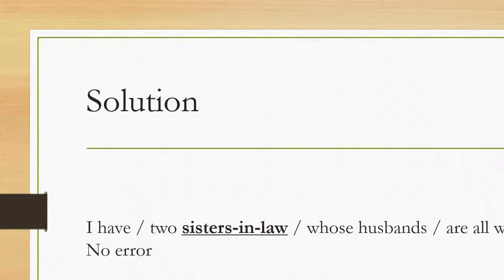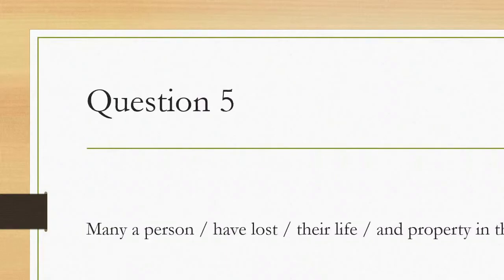See, you can look at the solution here. I have two sisters-in-law whose husbands are all well settled in Delhi. Now, this is how we have solved it, right? Now, this is again easy because as soon as I look at the question, we come to understand that this is about this expression called as many, because we saw this in the first question. Like many a person have lost their life and property in the riots.